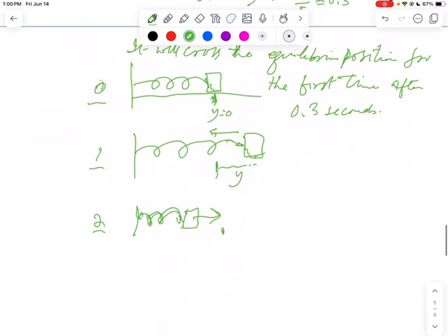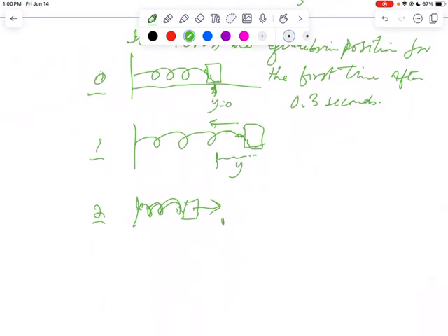Now if someone asks you after how many seconds it will cross the equilibrium position for the second time, you will say n is equal to 1, so 5t is equal to 1.5 plus 1 pi. So plus pi, which means 1.5 plus 3.14, and then you add that, so you get 4.64.